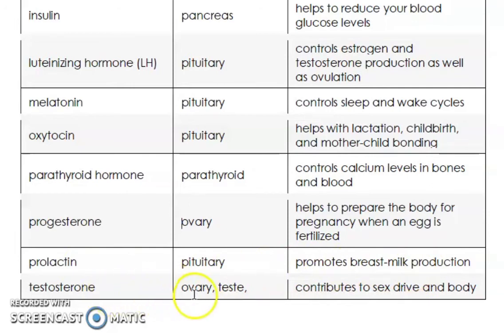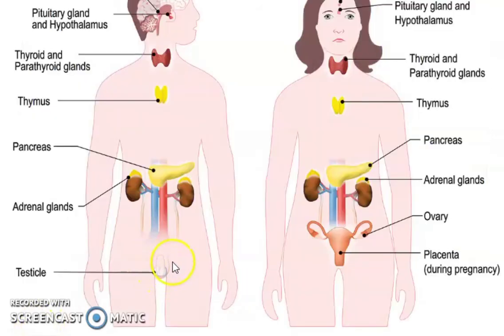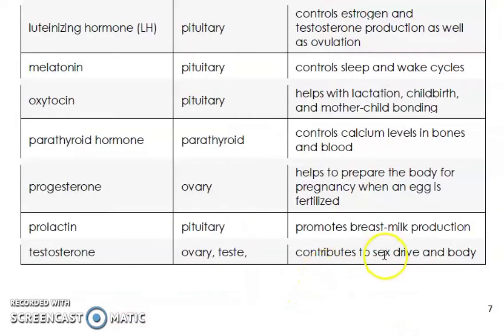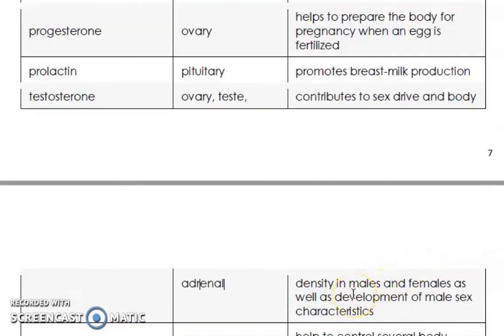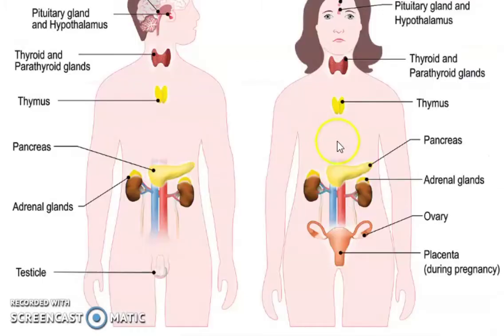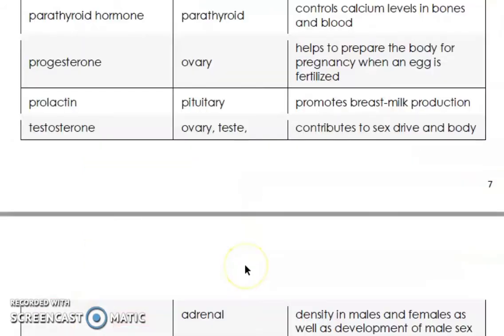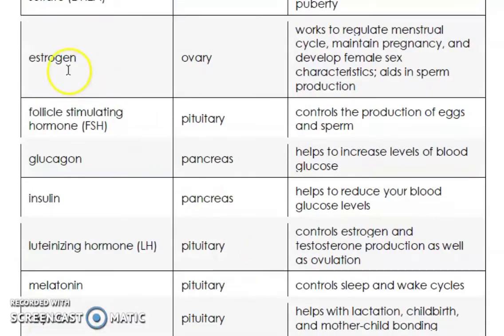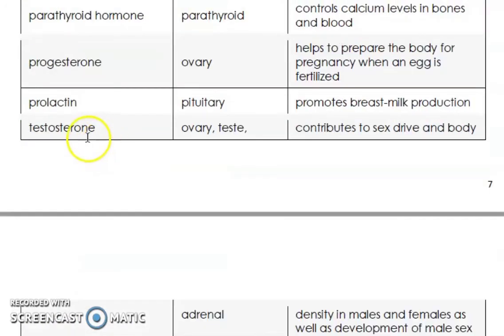Testosterone, produced in ovary and testes. It is produced in the testicle and the ovaries. Its function contributes to sex drive and body density in males and females, as well as the development of male sex characteristics. The adrenal glands have also some effect on testosterone. For additional information, estrogen supplements are taken by some males who want to have female characteristics, and testosterone injections are taken by females who want to have male characteristics.